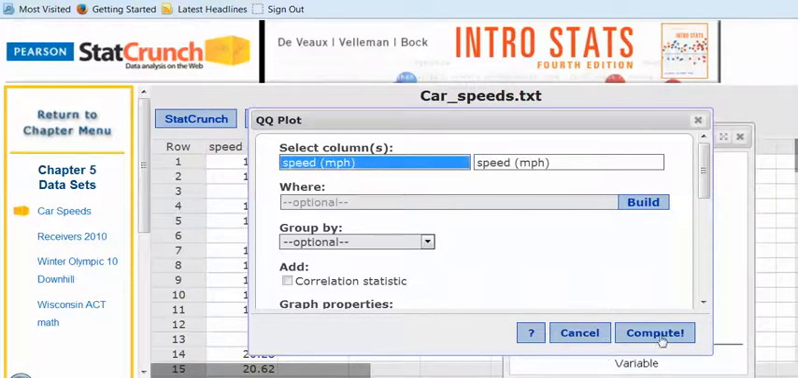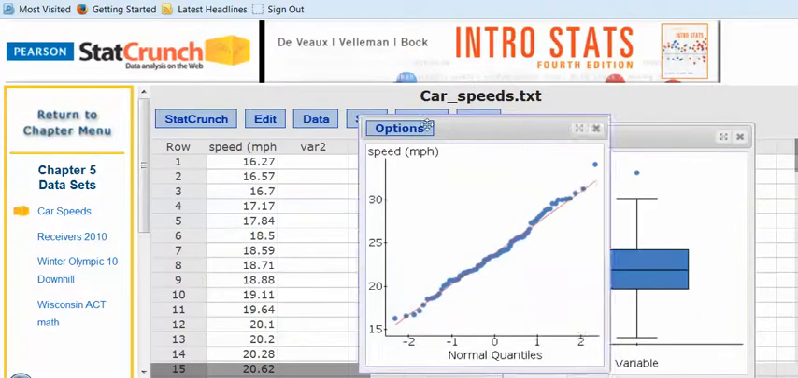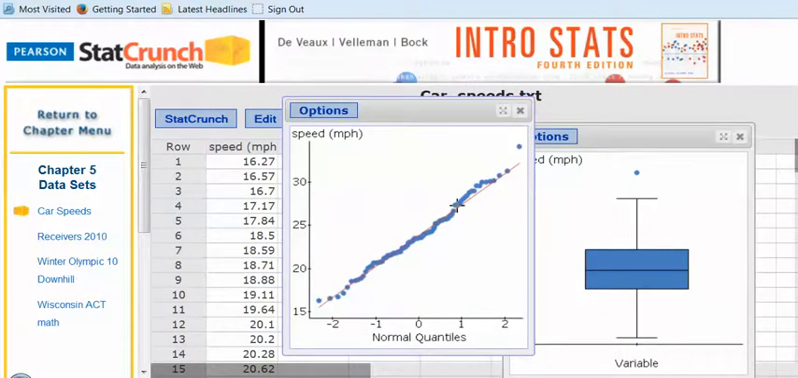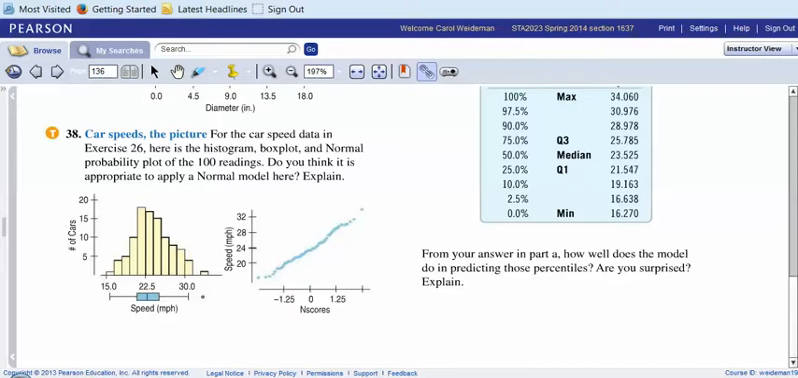And select speed and compute. And if you remember from the handout for this chapter, we're looking for a straight line here. We want to see the data points on this graph following a fairly straight line, and that looks pretty good. So I think we could assume underlying normality there.